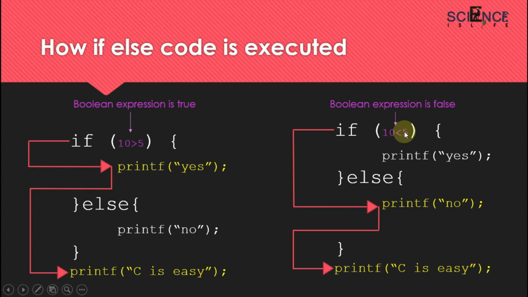If the if condition is false, then it jumps into the else structure, right? If this condition is false, then it executes the else part. It will execute all the code within the else structure. After executing them, it will go outside of the else part, and all the other code outside of the else will be executed, right? So in the earlier case it will print "yes and C is easy". And here it will print "no and C is easy".